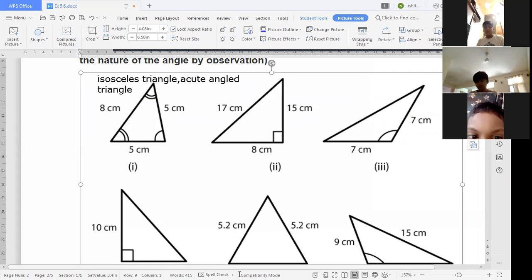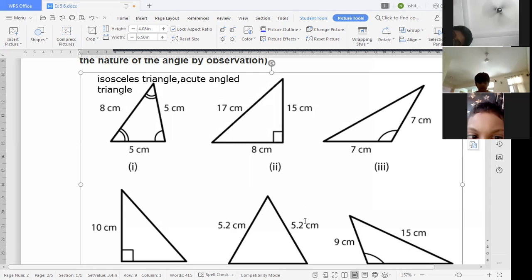Yes, Dravya, tell me the next one. Ma'am, next one is isosceles triangle. Isosceles is correct. And can you see a 90 degree symbol over there? Yes, ma'am. So it is right angle. Yes, it is a right angle triangle. Absolutely right.